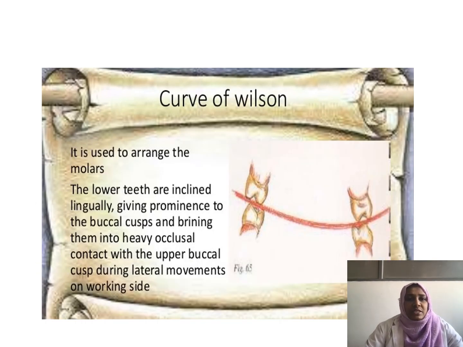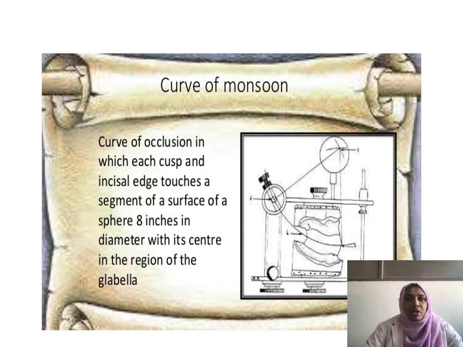Coming to the curve of Wilson, it is used to arrange the molar teeth. The lower teeth are inclined lingually, giving prominence to the buccal cusps and bringing them into heavy occlusal contact with the upper buccal cusps during lateral movements on the working side. Coming to the curve of Monson, a curve of occlusion in which each cusp and incisal edge touches a segment of the surface of a sphere of 8 inches in diameter with its center in the region of the glabella.